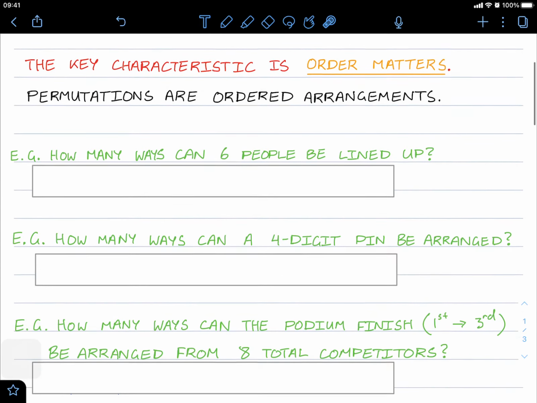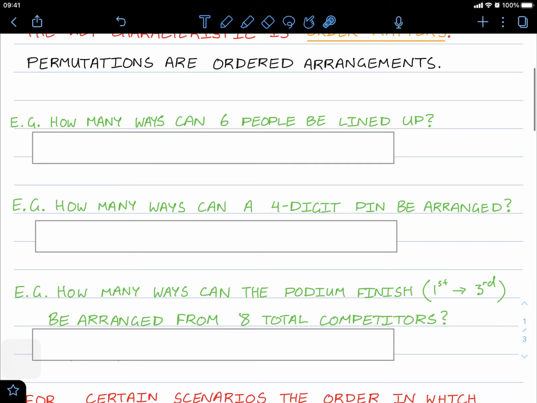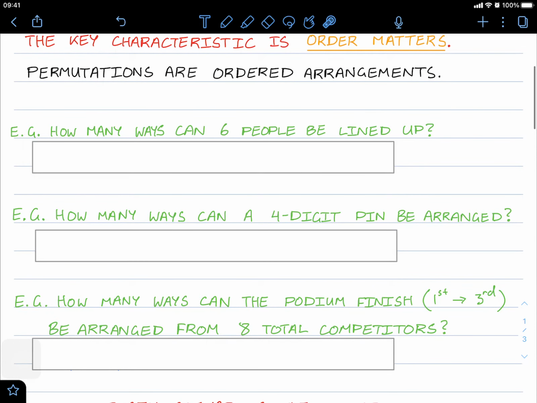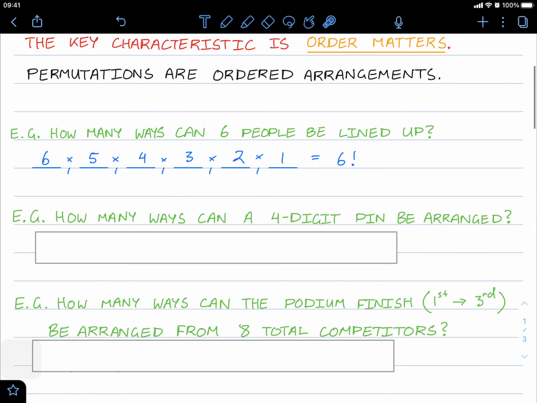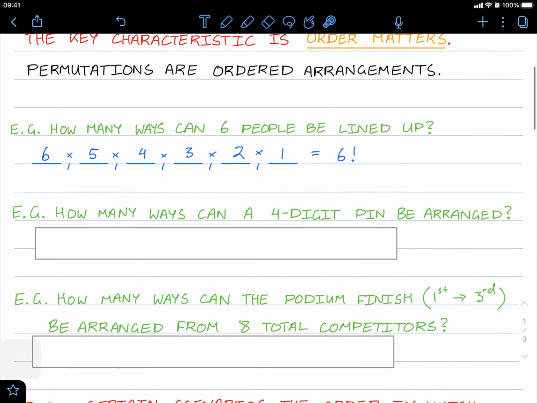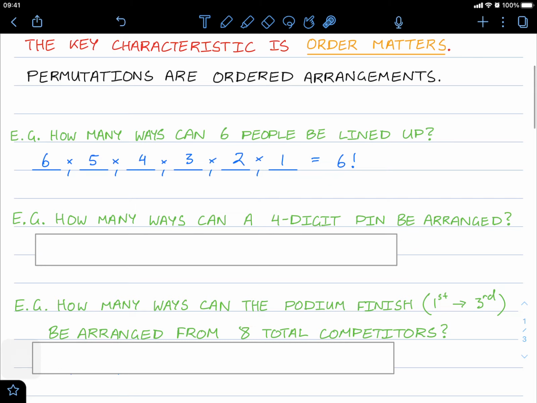So for example, how many ways can 6 people be lined up? That is going to be 6 factorial ways, because in this case, there's no repetitions. If Adrian stands first, he can't also stand second, hence why there's 1 fewer from the total. 6 factorial.